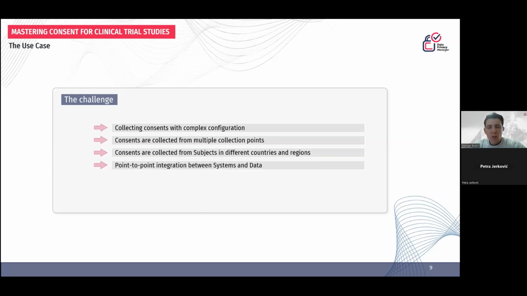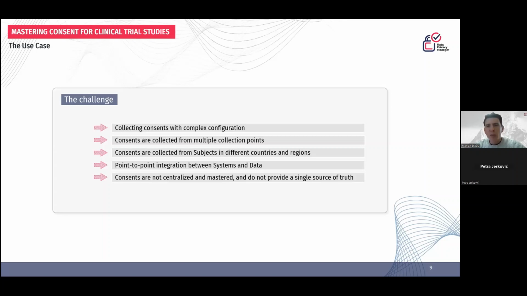Also, we often see that the integration of these different consent collection points and the database, the repository, the store of consents and the patient level records will have a point-to-point integration, which is very difficult to maintain in the long run. And typically, consents will not be centralized and mastered.